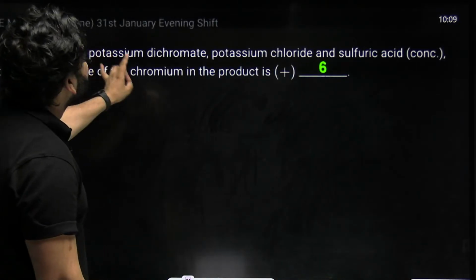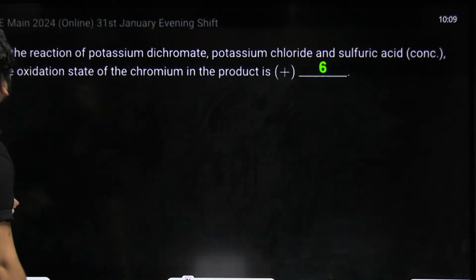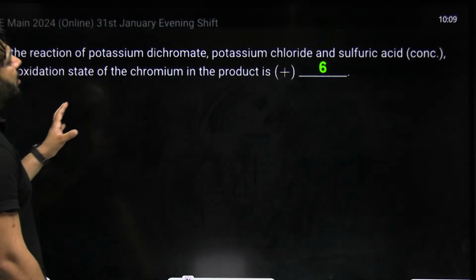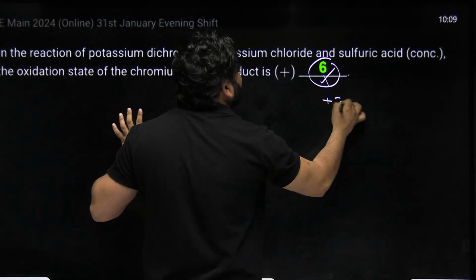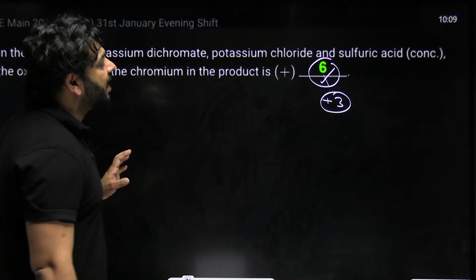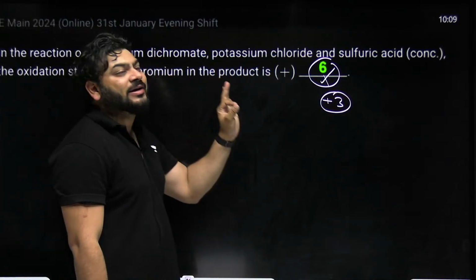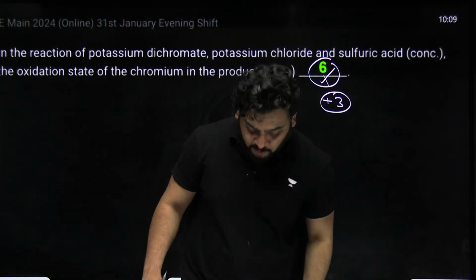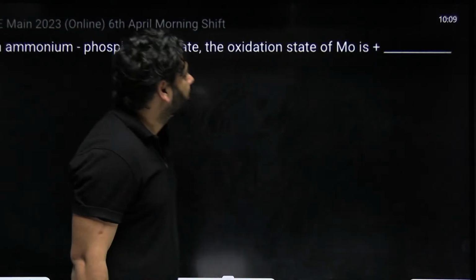In the reaction of potassium dichromate, potassium chloride and sulfuric acid, we have 3 things, and the oxidation state of chromium in the product. I personally find this shouldn't be correct. This should be +3. Correct? I told you once that in acidic conditions, the dichromate ion, Cr6+, goes to Cr3+, right? Okay. Coming to the next question.